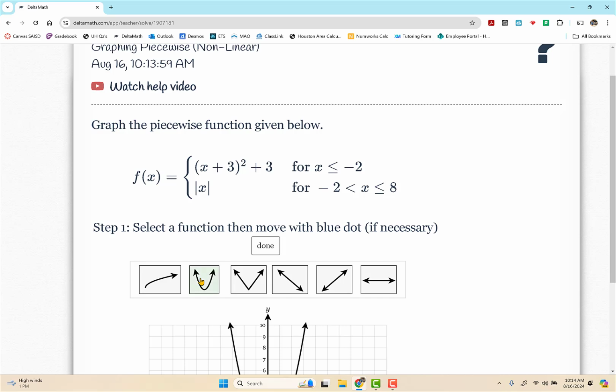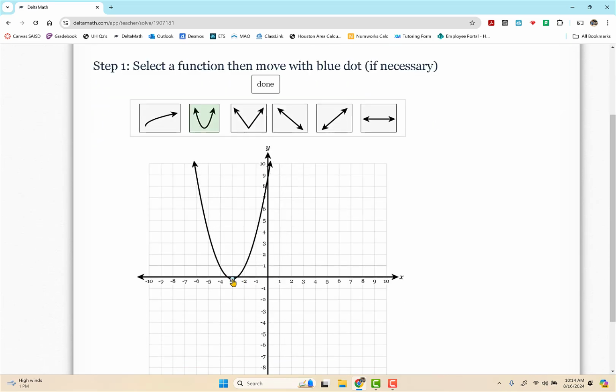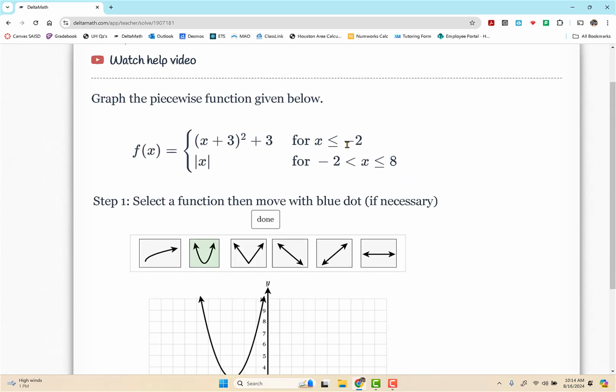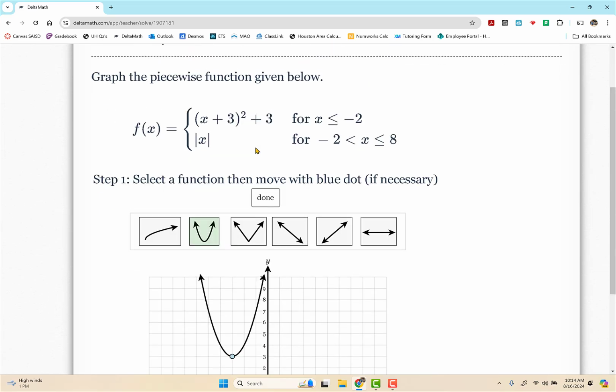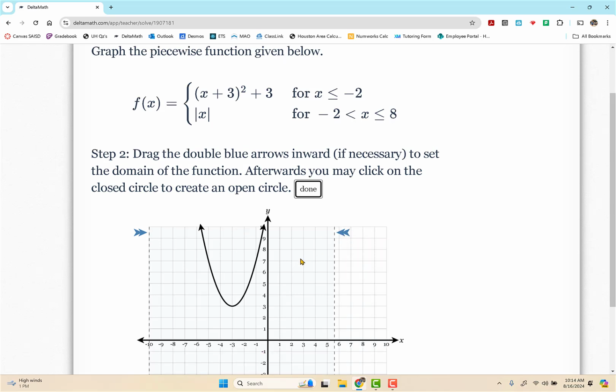So I click on parabola. It's written in vertex form, and I'm going to go to -3, 3. Bam, right there. And then look, it says for x less than -2. So I'm going to push done. So it goes forever to the left. So that leaves that one alone on the left-hand side. But on the right-hand side, you're going to click these little arrows, and you're going to go all the way to -2. And then it has an equal sign, so solid, perfect, done.